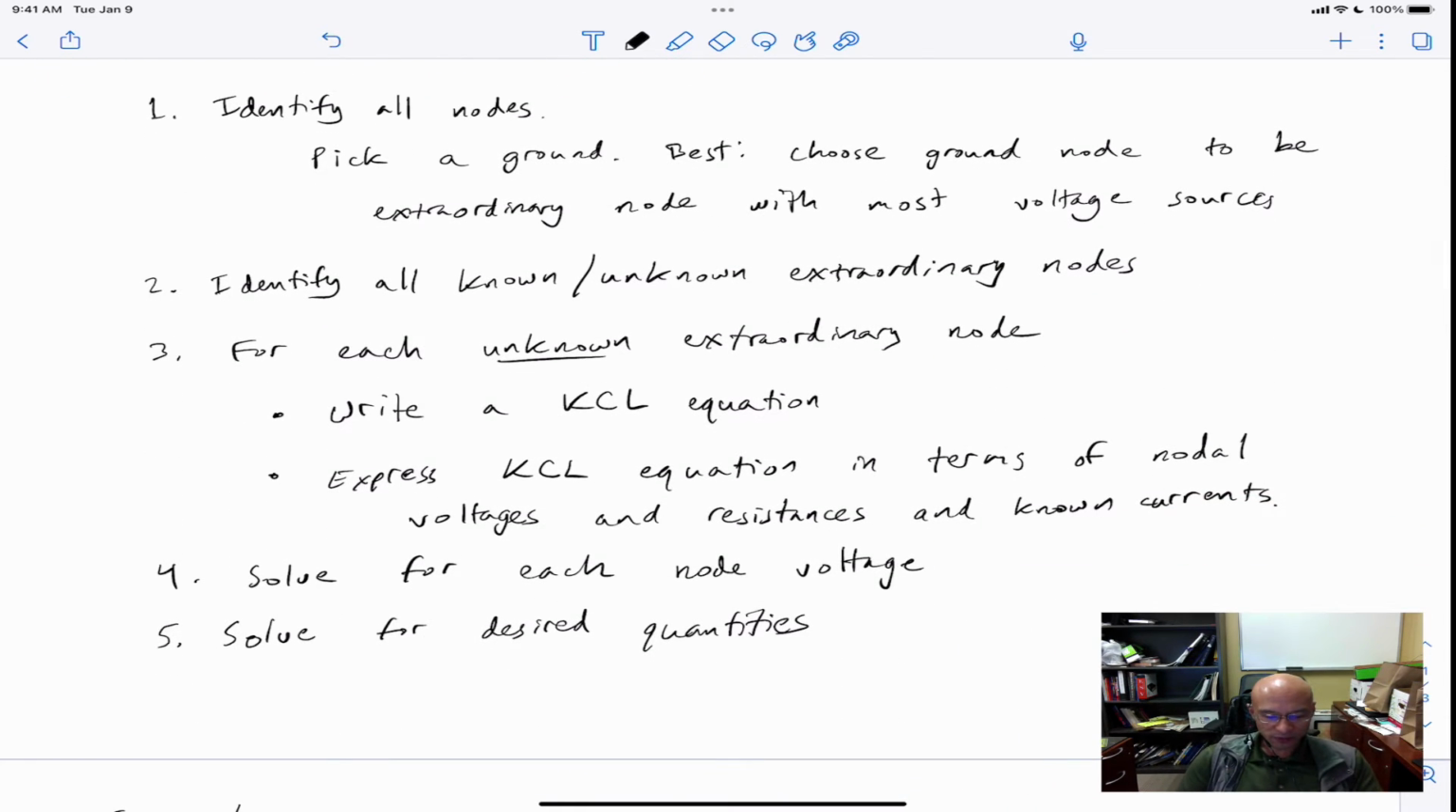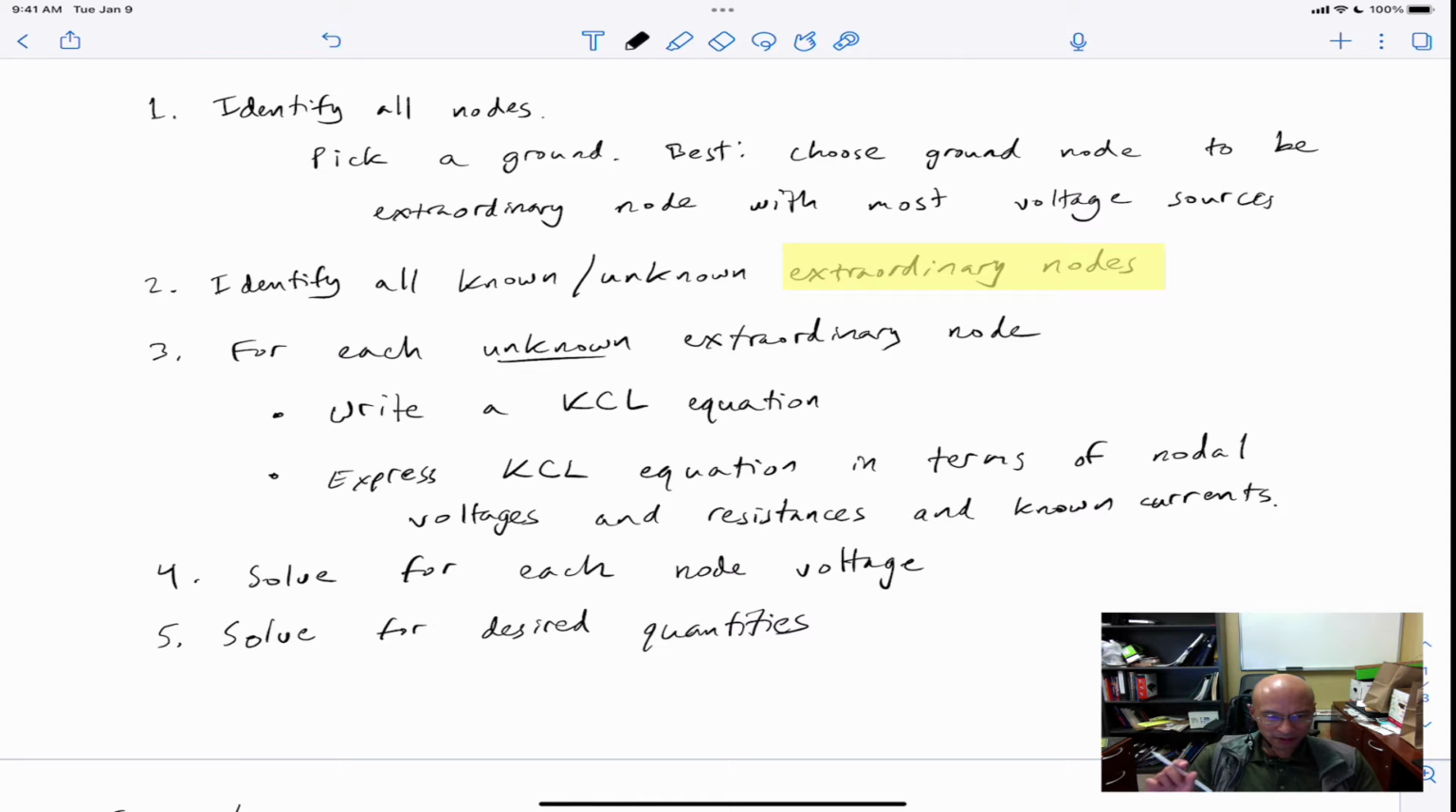Here are the steps. First, we identify all the nodes. When we do this, we get to pick a ground. You get to choose your ground. Pick a ground, any ground. The best choice is to pick the ground that is connected to the most independent voltage sources. Then, once you do that, you have to figure out which nodal voltages are known and which ones are unknown.